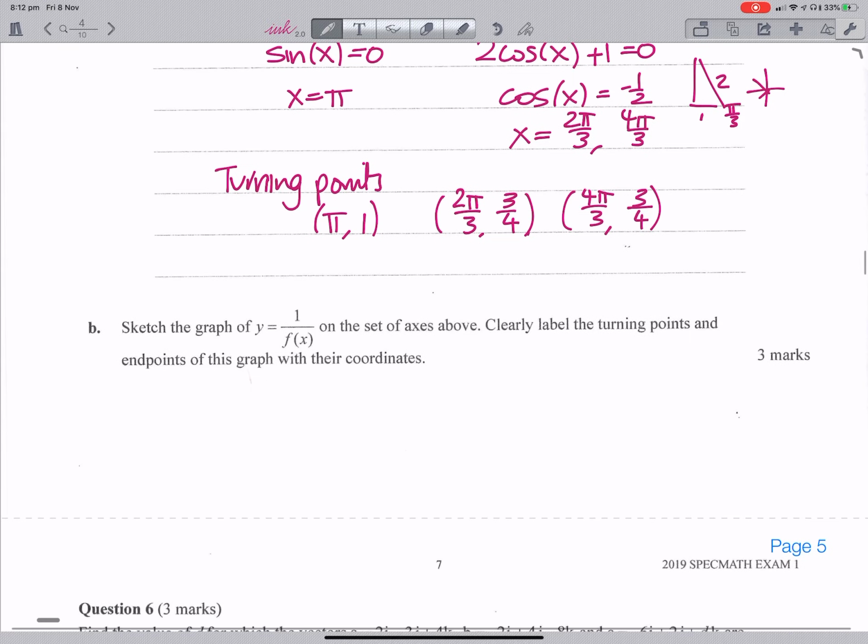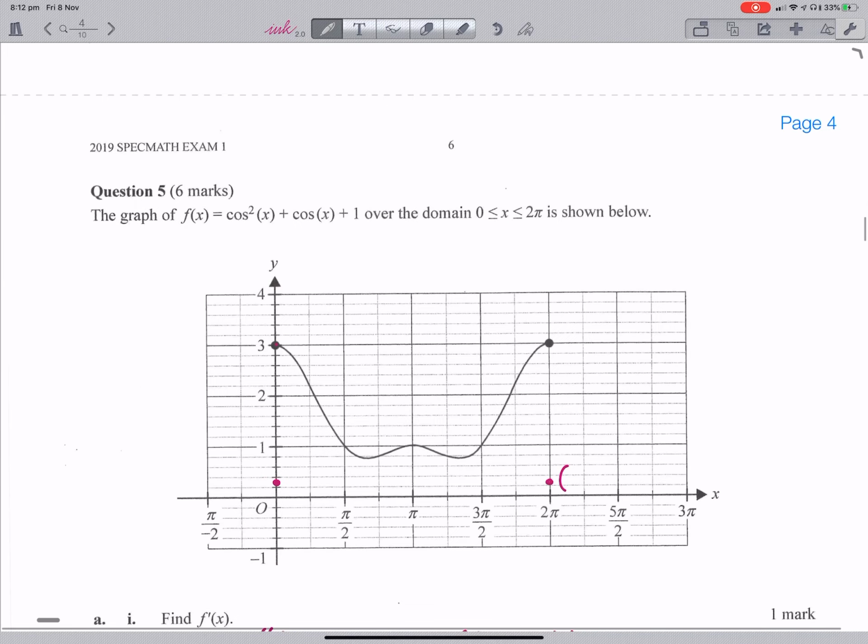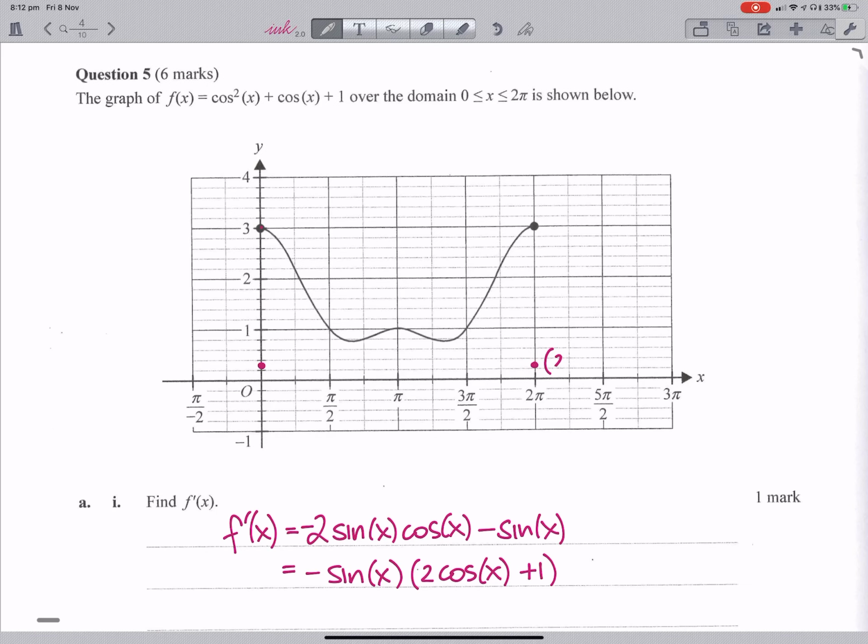Sketch the graph of 1 on f of x, clearly label the turning points, endpoints. Okay, this should be pretty easy. 1 on 3, so 2 pi, 1/3. 0, 1/3. 1 on 1 is 1. That value, what's that? 3 quarters, so it's going to be 4/3. And 4/3.